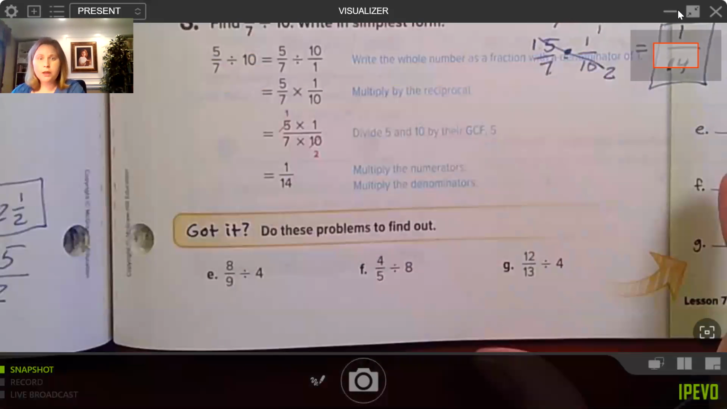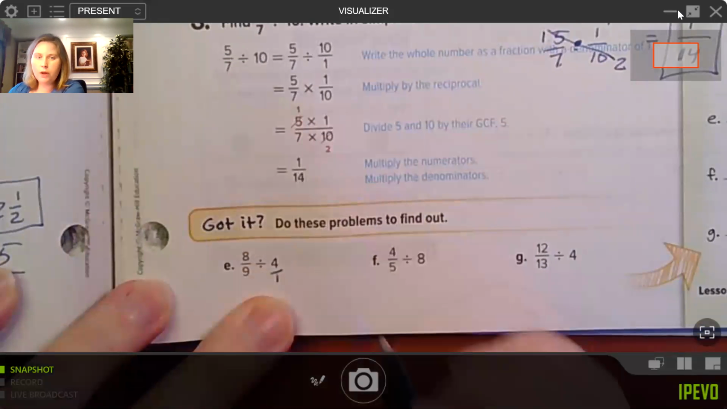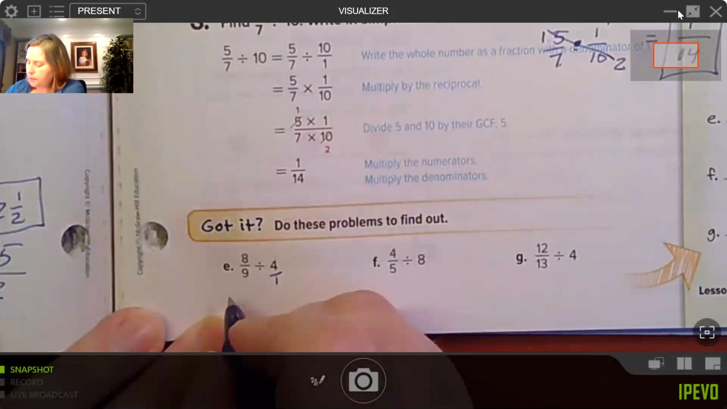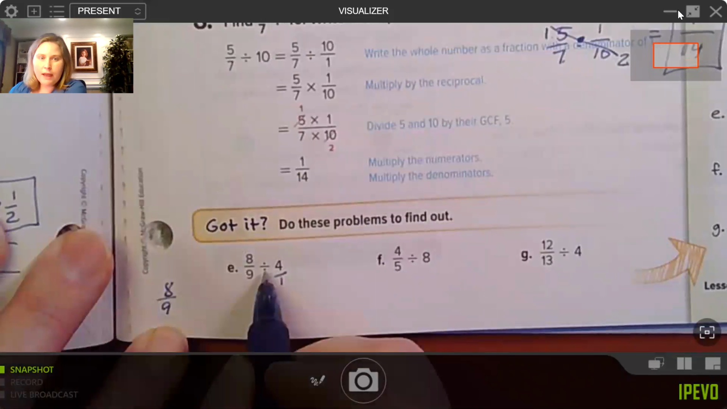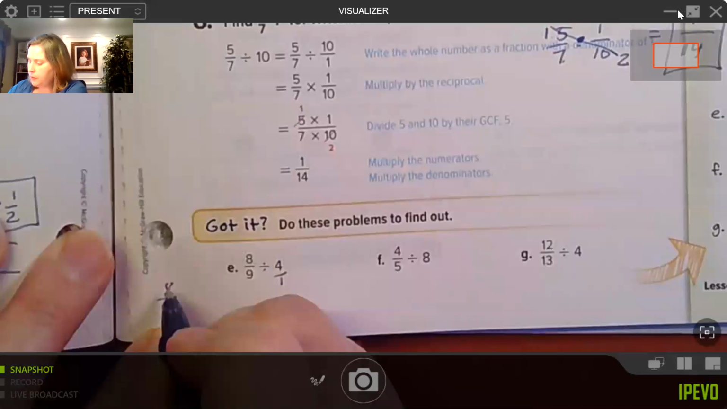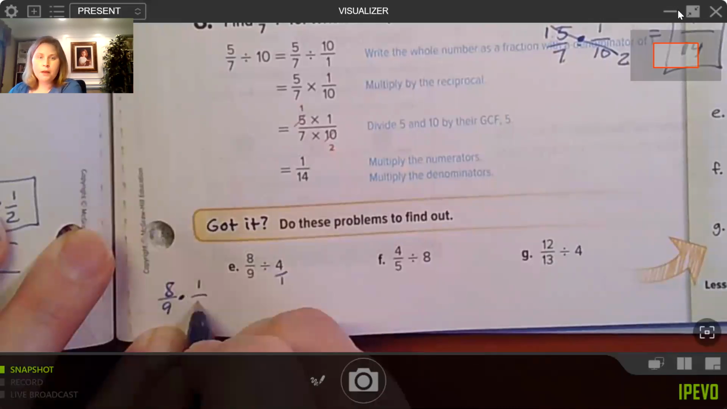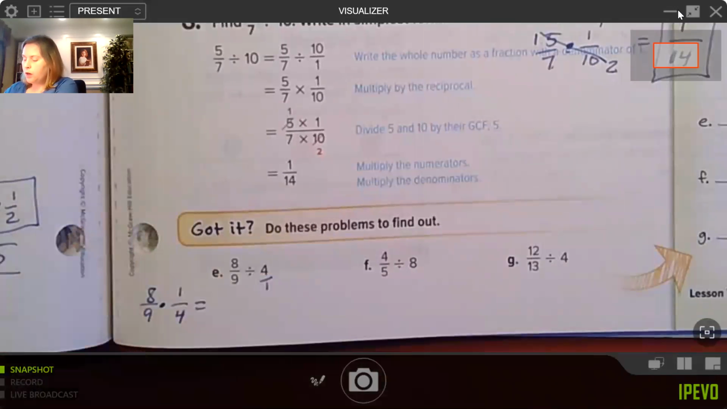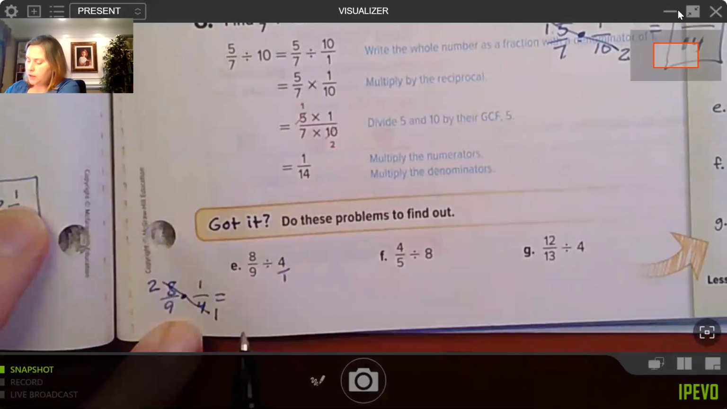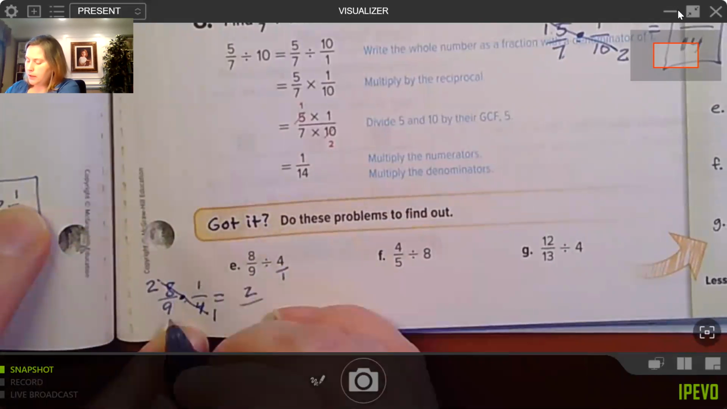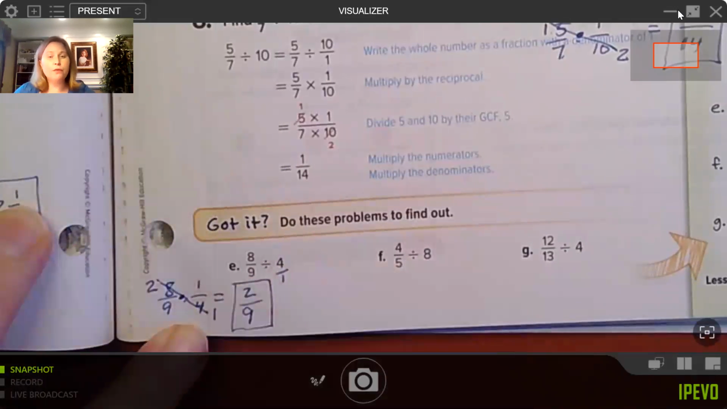Okay. 8/9 divided by 4. So I'll think of that 4 as 4 over 1. 8/9. I'm going to write over here a little bit farther. 8/9. I'll change my divide to times, and I'll change my 4 over 1 into 1 over 4. 8 and 4 are both divisible by 4. So we get 1 and 2. 2 times 1 is 2. 9 times 1 is 9. So we get 2/9. And that's already simplified. We can't simplify that further.